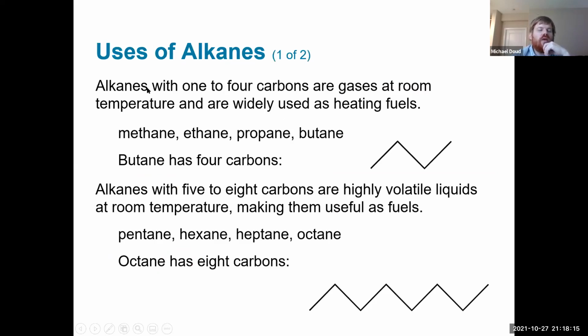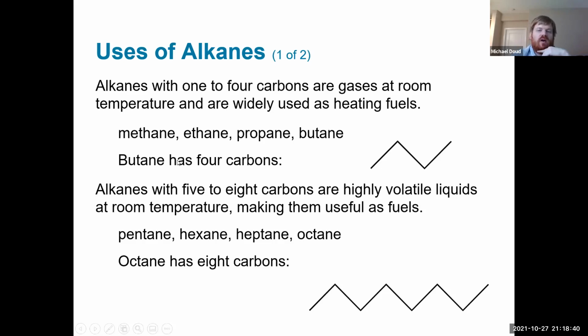Okay, so if you have methane through butane, so methane, ethane, propane, and butane are all gases at room temperature, and these can be used as heating fuels. Basically, these are gases that you can use as like a natural gas is the way you can think about it, or propane gas. You burn it and then you get your heat or your fire from that.